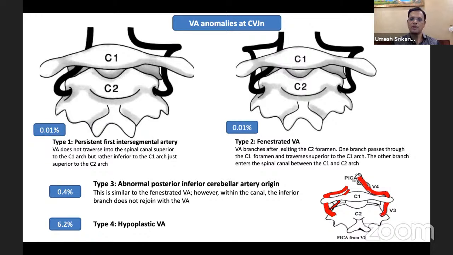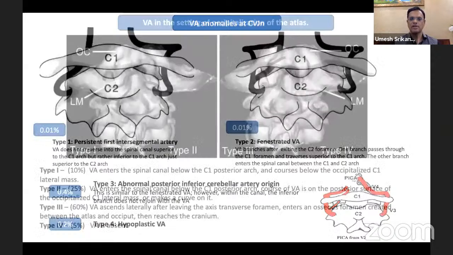That is where the vertebral artery itself is anomalous in its origin or its course, irrespective of the underlying bony abnormality. There can be a persistent first intersegmental artery, or a fenestrated artery, or an abnormal posterior PICA origin, all of which will subject the vertebral artery to course below the posterior arch of C1, medial to the C1 pedicle, as well as in front of the lateral mass, as you can see in all these pictures. So these are the types of incidences that we should be very careful in identifying preoperatively. Of course, fortunately, the most common vertebral artery anomaly that we see is a hypoplastic vertebral artery.